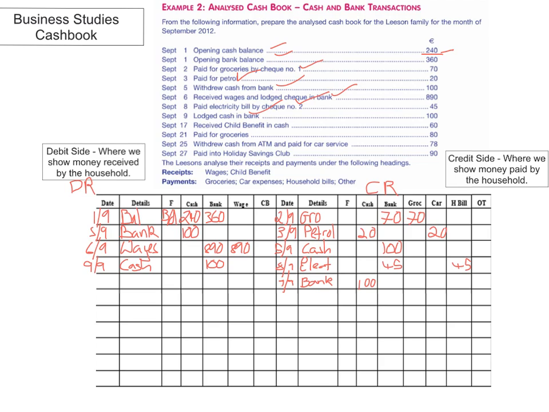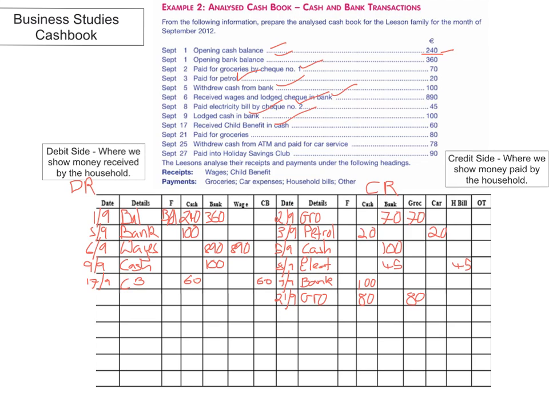The next one, receive child benefit in cash. So it'll be the 17th of the 9th. Child benefit, CB. How did we get it? It says we got it in cash. So we get €60 in cash on this side. And then child benefit, we get €60. We'll take that one off. The next one, paid for groceries. So it doesn't say how we paid for it. It doesn't say debit card or cheque. So we're just going to presume that it's cash. So I'll say G or O for groceries. Groceries 80. So 80 will go into cash. And 80 will go into groceries.